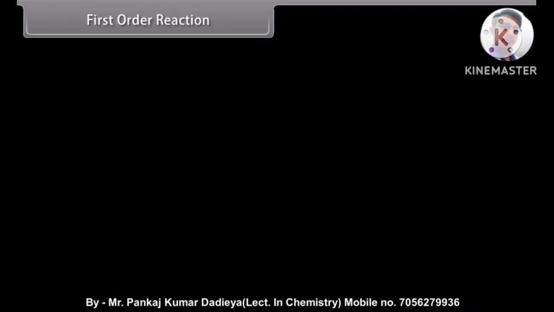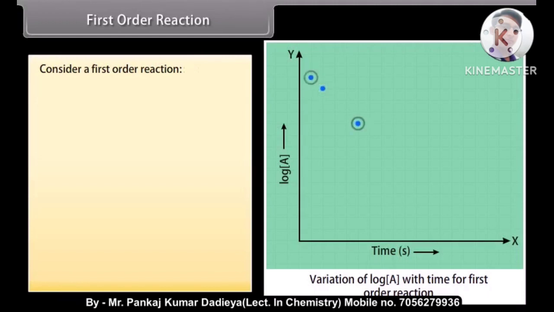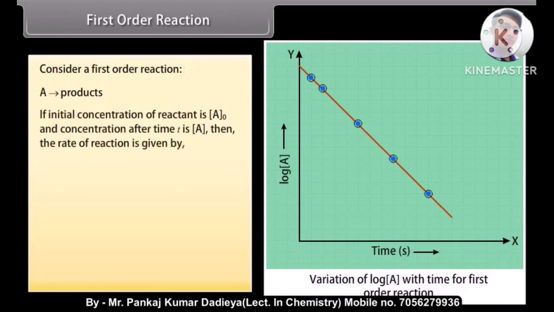First order reaction. Let us consider a first order reaction in which A is changing into products. If the initial concentration of reactants is A naught and concentration after time t is A, then the rate of the reaction is given by minus dA by dt is equal to the product of K and A.